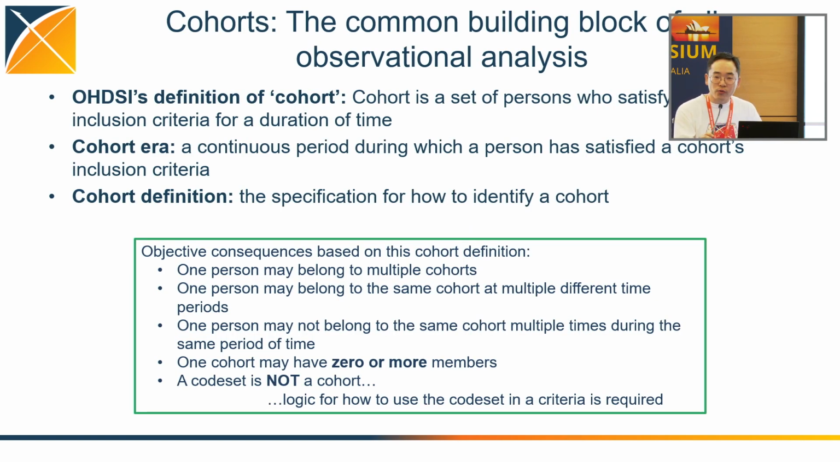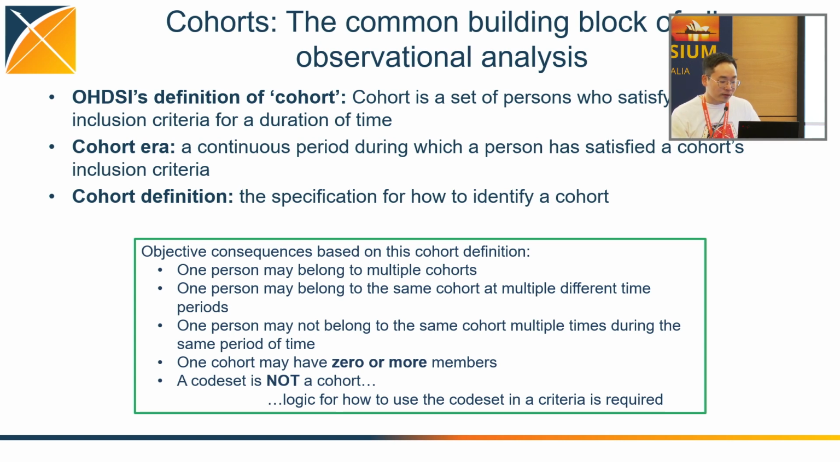So cohorts are a really important thing in epidemiology, but in OHDSI we define a cohort as a subset of patients who satisfied one or more inclusion criteria for a duration of time. Cohort era means a continuous period during which a person has satisfied the cohort inclusion criteria. So in OHDSI, cohorts have a duration or era. Every cohort has to have a start date and end date. So you have to keep in mind that there is an era in cohorts.